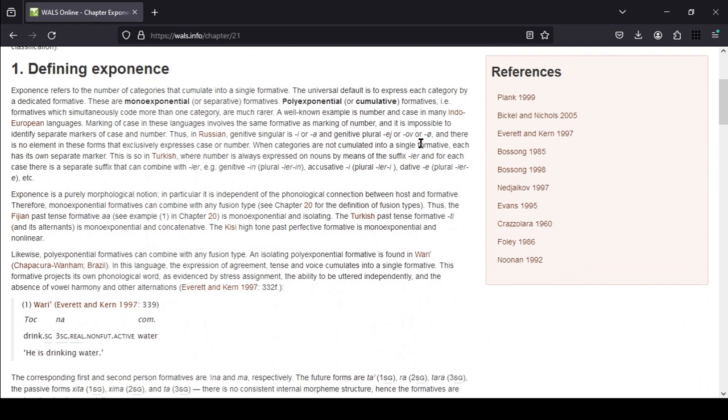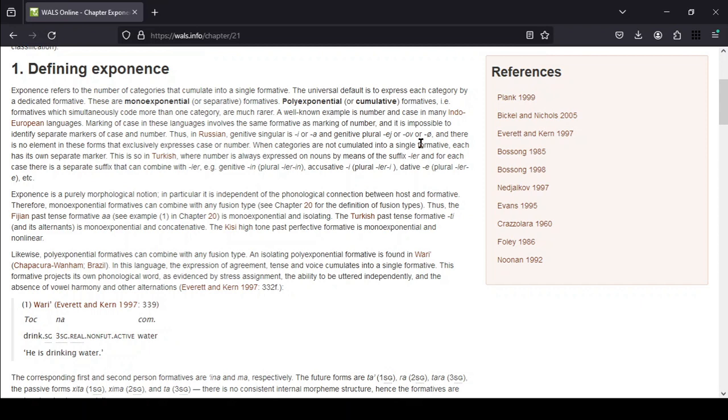Exponence refers to the number of categories that culminate into a single formative. The universal default is to express each category by a dedicated formative. These are mono-exponential or separative formatives. Poly-exponential or cumulative formatives, i.e. formatives which simultaneously code more than one category, are much rarer.